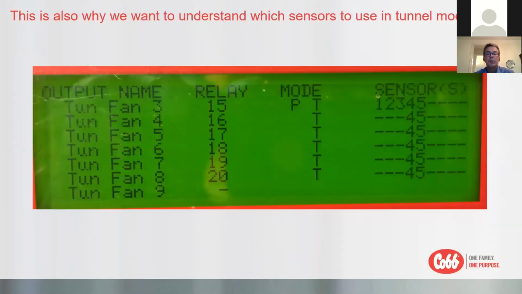Another great tool to have, if you can utilize it, is when we run tunnel ventilation, utilize sensors at the extraction end of the house. When we run cross ventilation, we use the average of all our sensors. But if you can, I'd utilize the sensors closest to the fan end of the house, maybe the 2 sensors closest. That way, you will force the ventilation system to run based on the hottest part of the house.